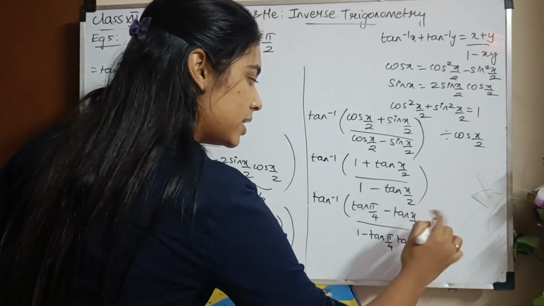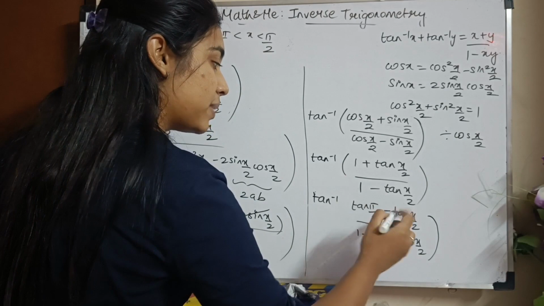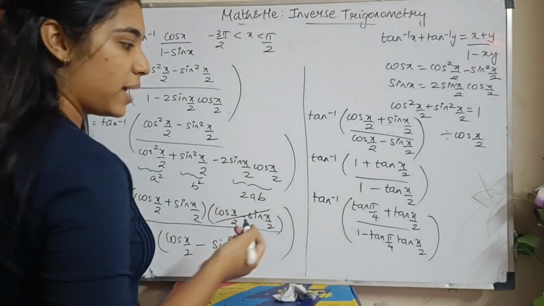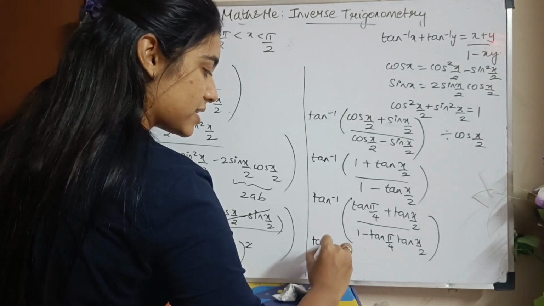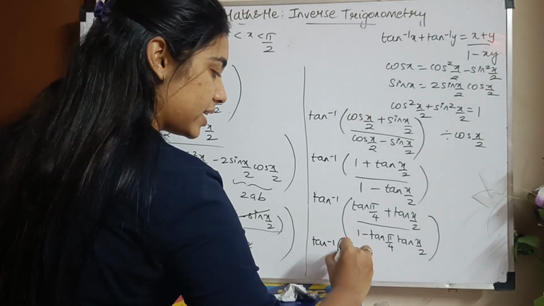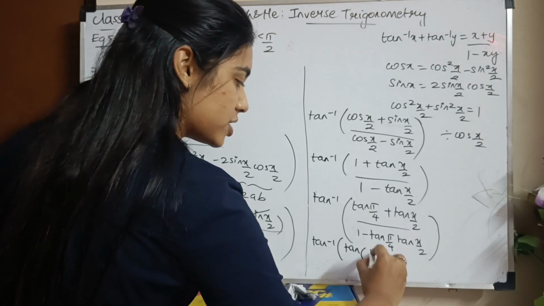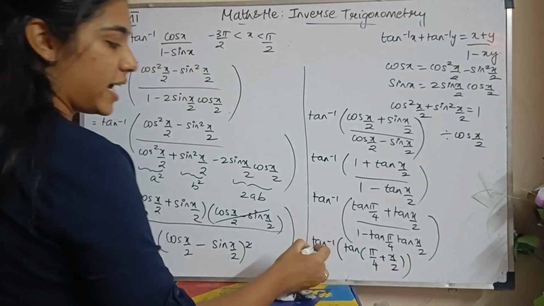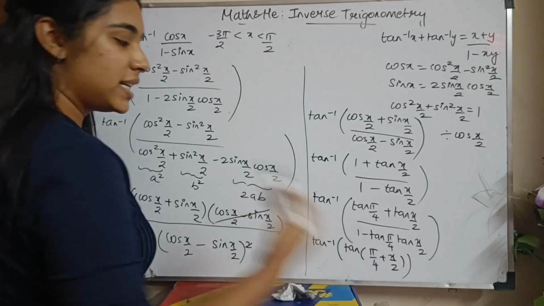So this is of the form tan A plus tan B divided by 1 minus tan A tan B. This is nothing but tan of A plus B, correct? So I can rewrite this as tan inverse of tan of A plus B, which is pi by 4 plus x divided by 2. Tan inverse of tan theta is going to be theta itself.